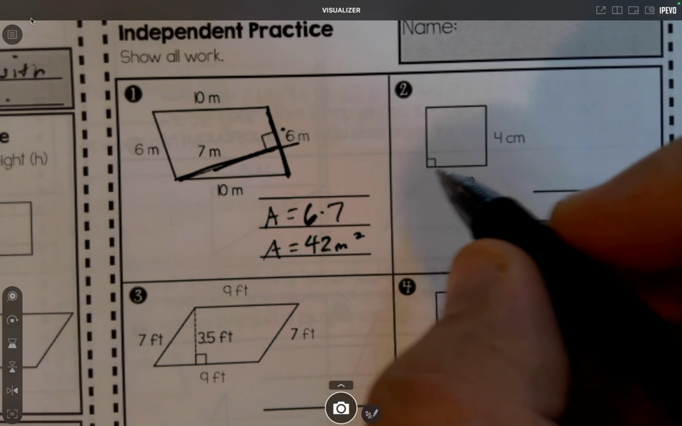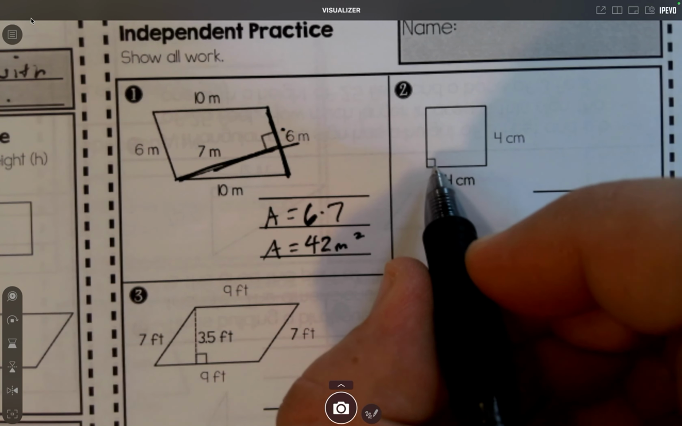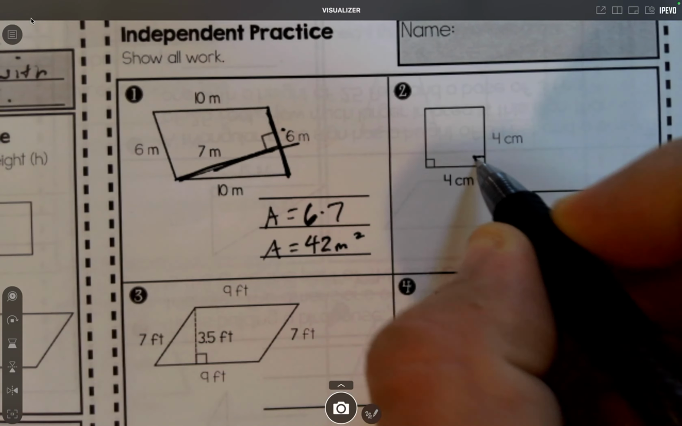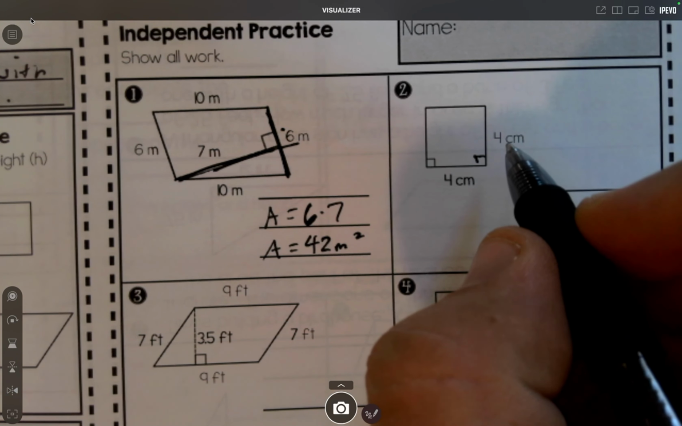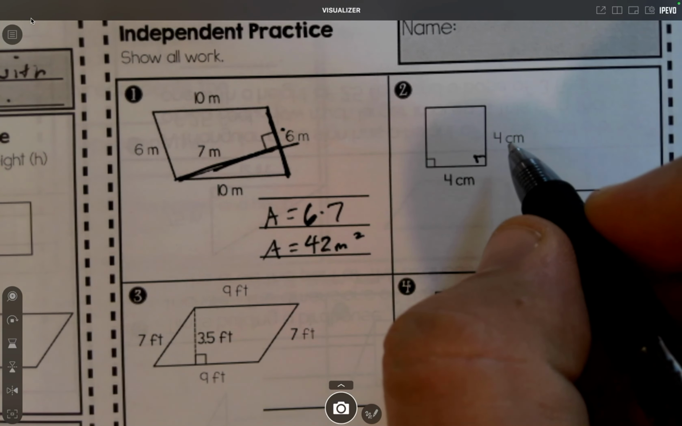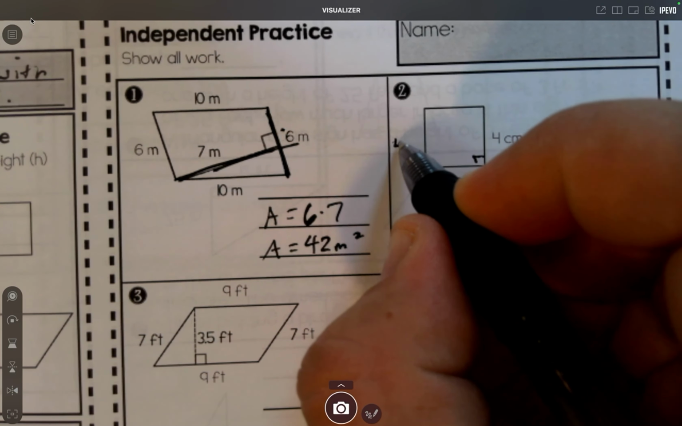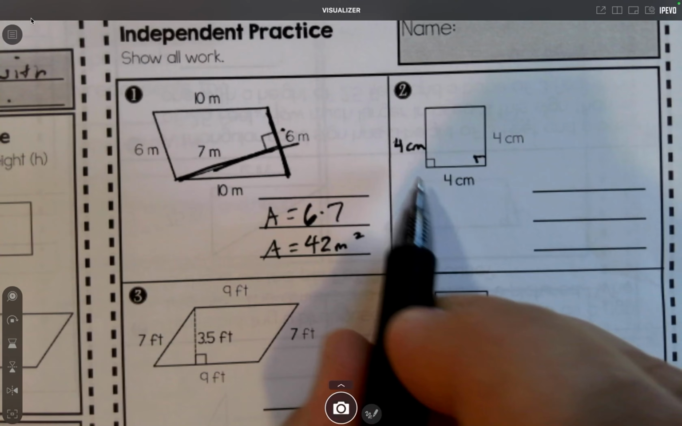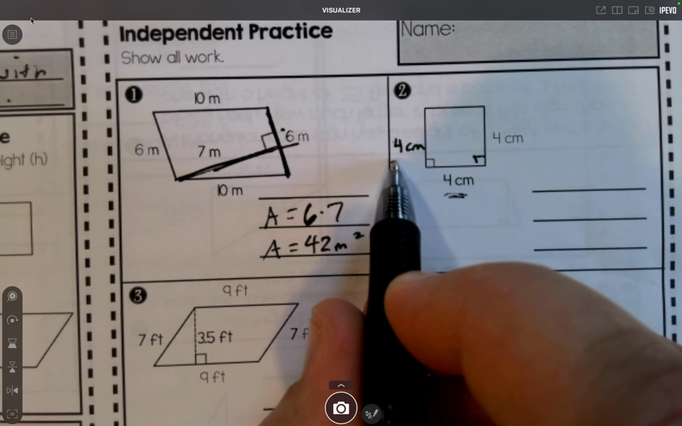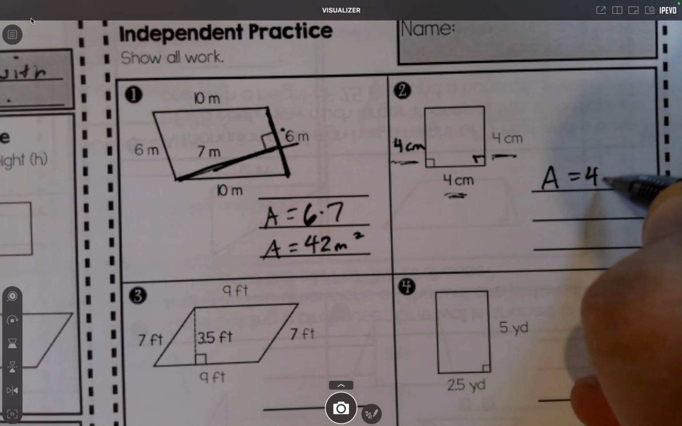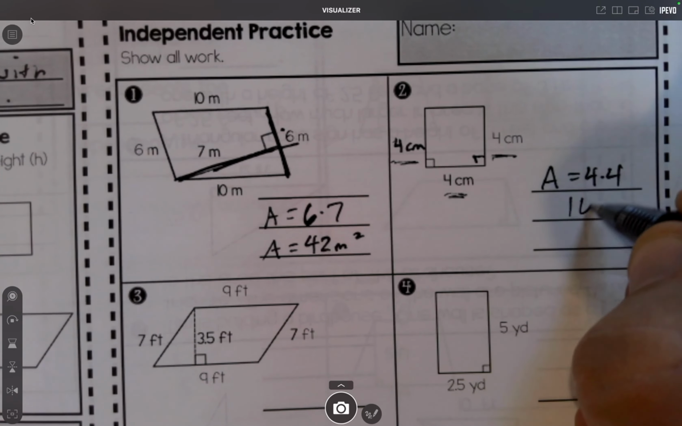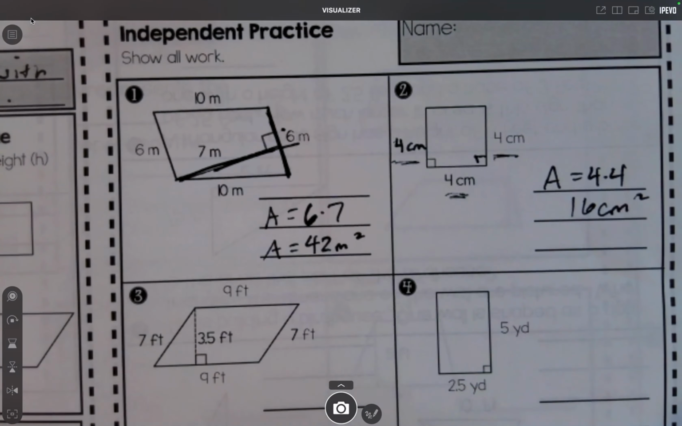Okay, on number 2, you could think that, okay, well, this is a right angle, so is this one. But even if you didn't think about it that way, you should be able to tell by looking at this, it is a square. So if this side is 4 centimeters, this side is also 4 centimeters. So in this case, the base and the height are the same. So you can just say A equals 4 times 4, get 16 square centimeters.